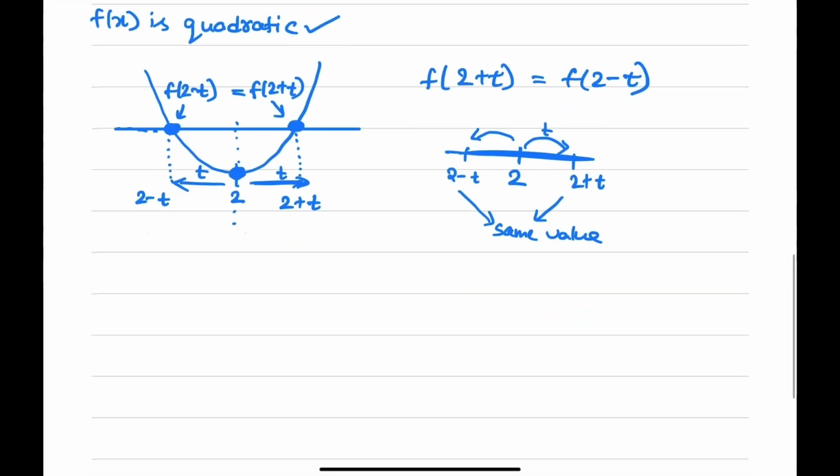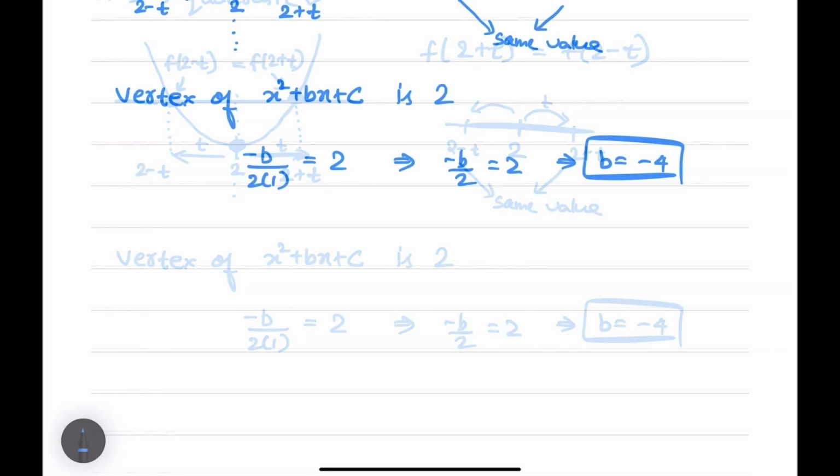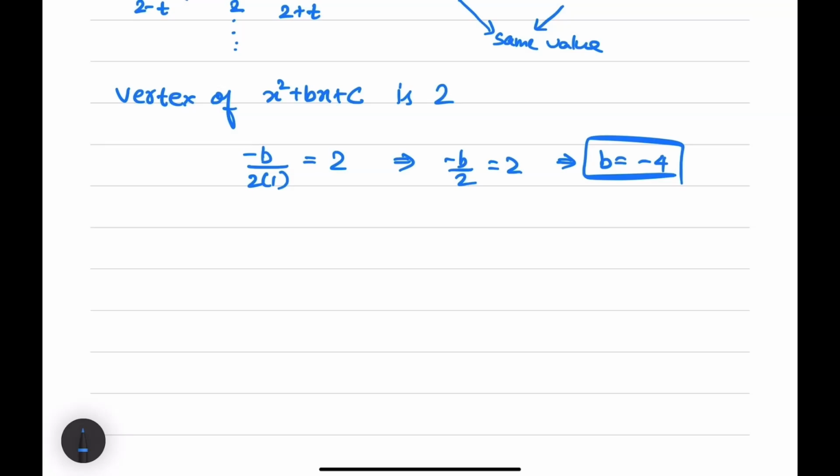So we can proceed. The vertex of x square plus bx plus c is 2. The vertex will be given by minus b by 2 into 1, which is 2. So minus b upon 2 will be 2. This gives b is equal to minus 4. All right, so we have accurately determined the value of b for this expression.